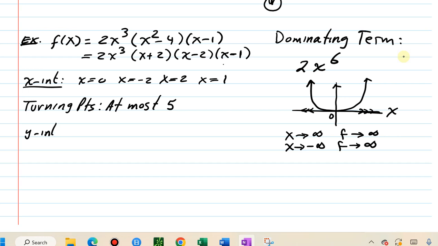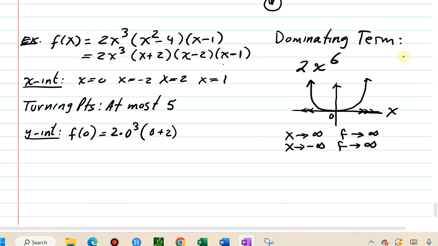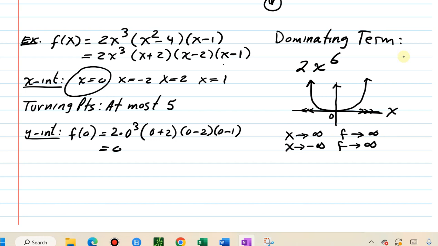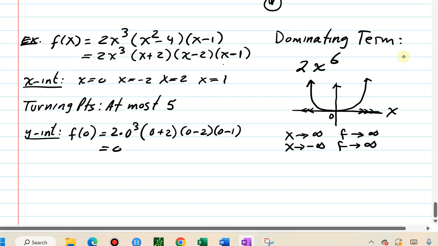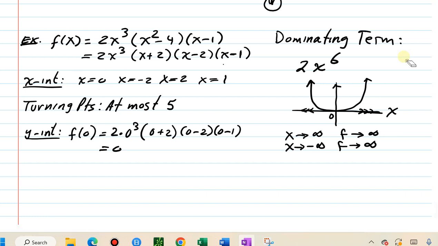Let's do the y-intercept. For the y-intercept, we do f at 0. That's 2 times 0 cubed times 0 plus 2. And because this is 0, pretty much everything is going to multiply to 0 here. It doesn't matter what these other numbers are. So that's going to be 0. And if x is 0, typically that's the sign that y is also 0.